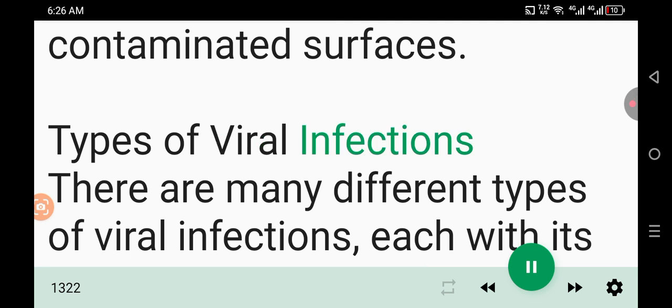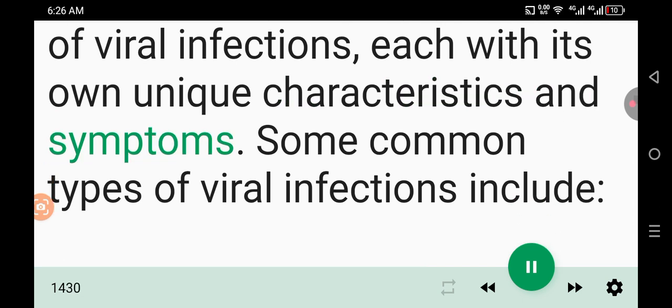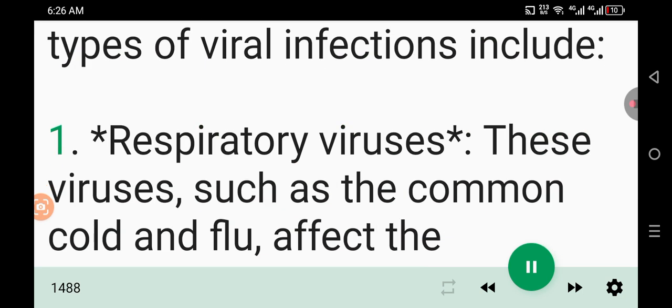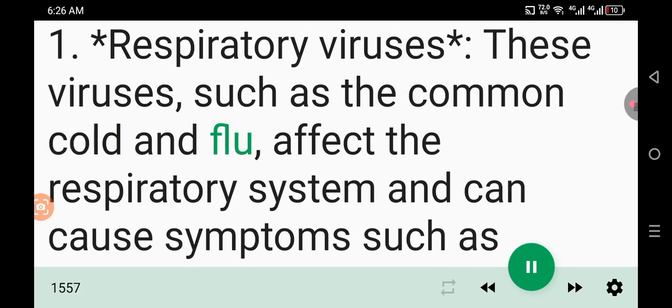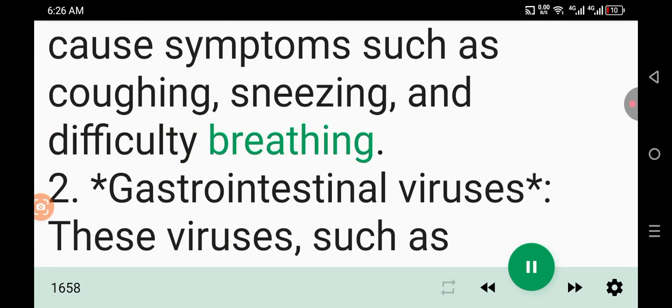Types of viral infections. There are many different types of viral infections, each with its own unique characteristics and symptoms. Some common types of viral infections include: 1. Respiratory viruses. These viruses, such as the common cold and flu, affect the respiratory system and can cause symptoms such as coughing, sneezing, and difficulty breathing.